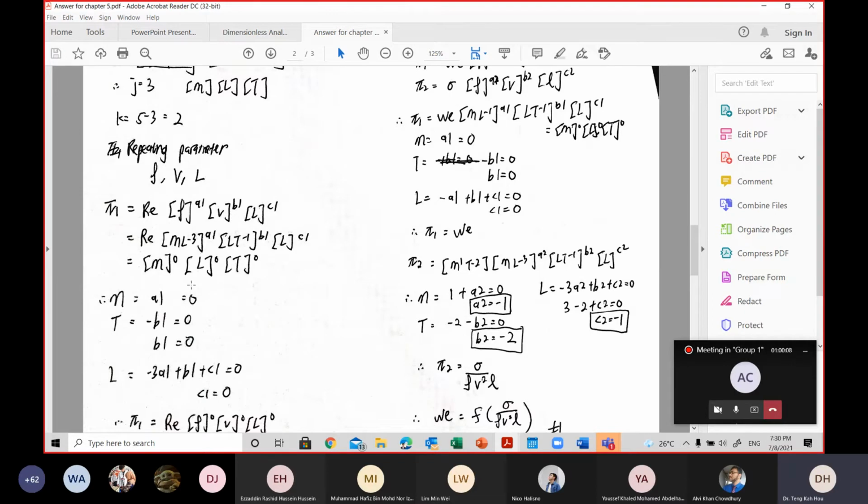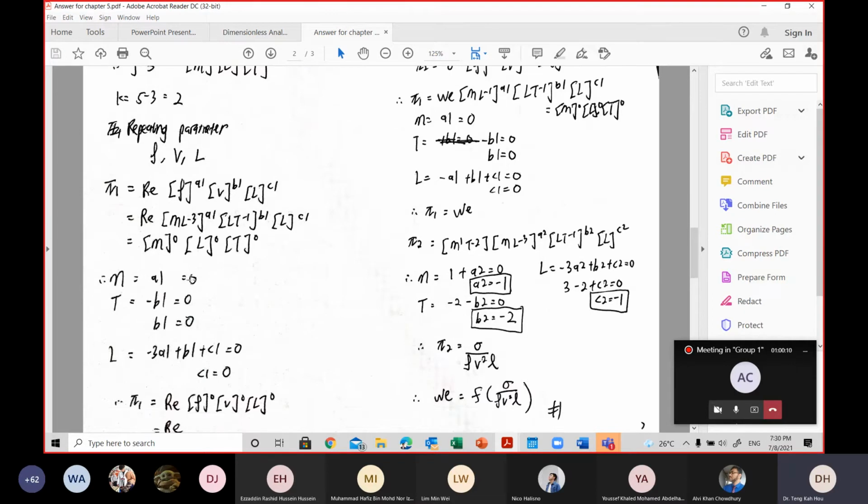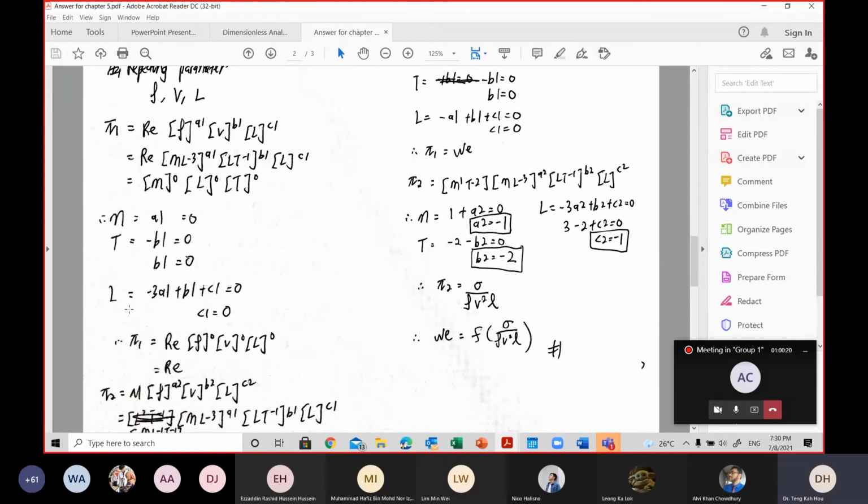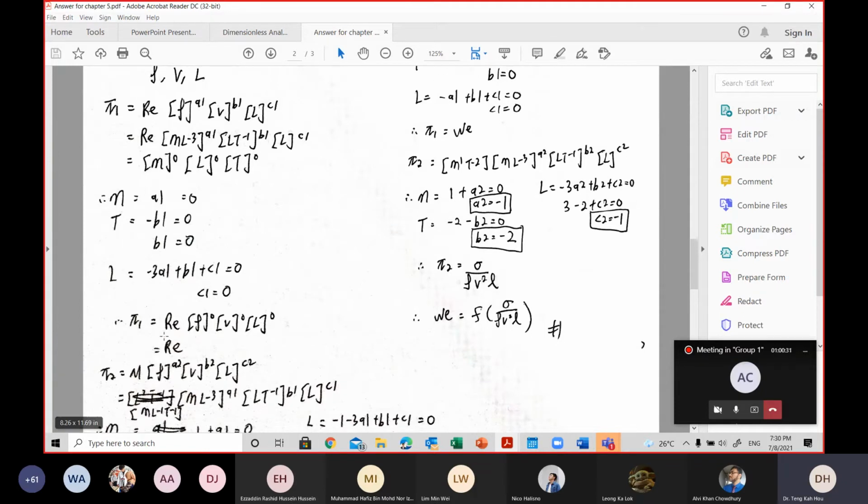M power of A1 equals 0. You know my A1 equals 0. Negative B1 equals 0. So you know my B1 equals 0. And after calculations, I know my L also equals 0. That's why I get all these things equal to 0. I get my final pi 1 equal to RE.